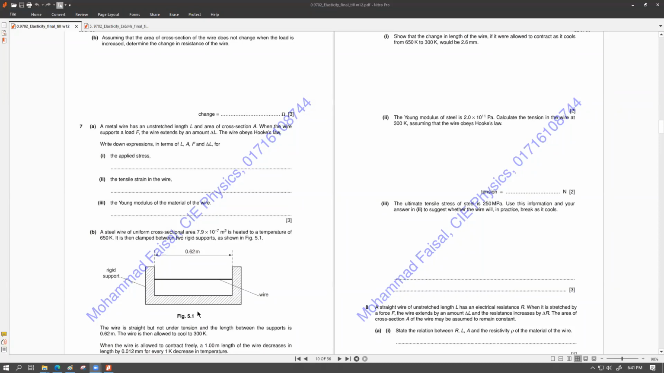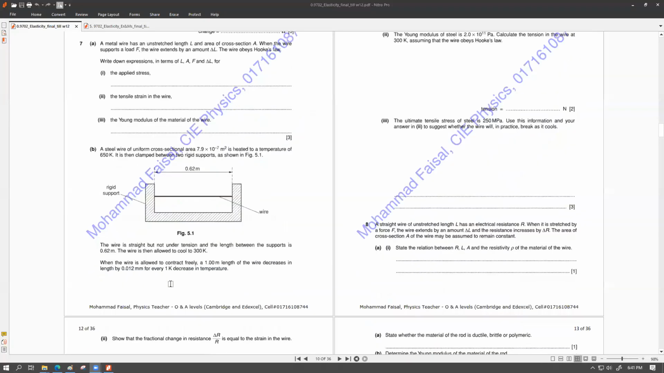It will undergo physical deformation. So here's the deal. It is trying to contract, but it is not allowed to contract. So what essentially has to happen? The object has to undergo some amount of extension.